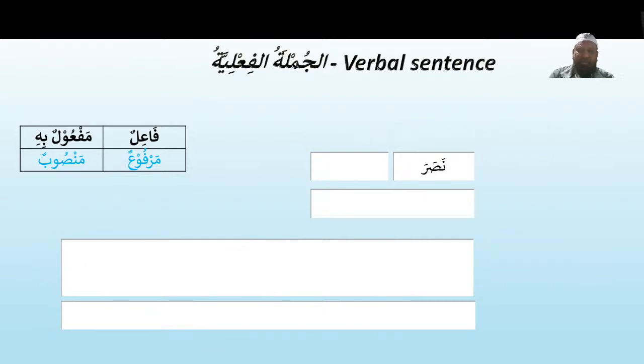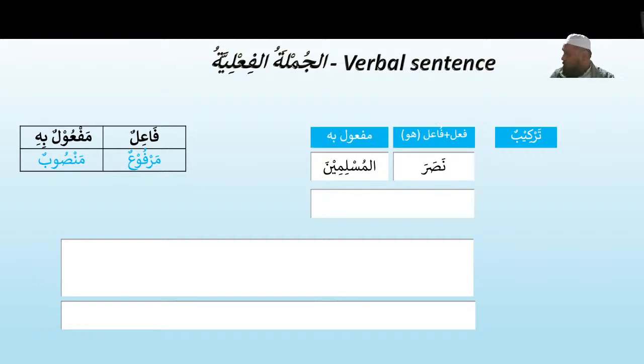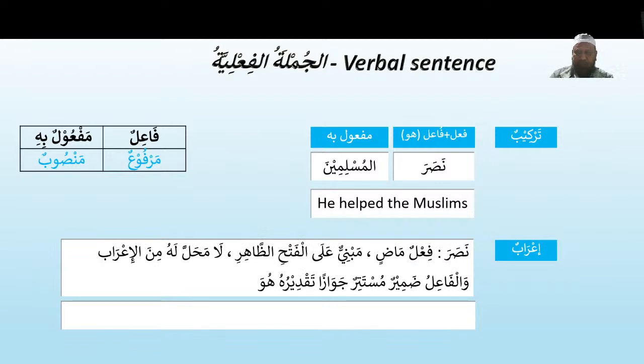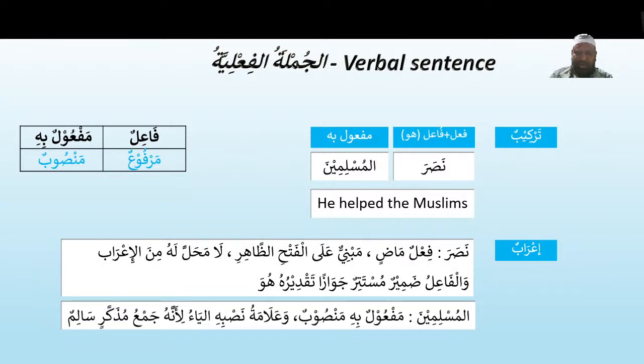Okay, next. نصر المسلمين. Again, same over here, the اسم الظاهر is not mentioned as the fa'il. The تركيب: فعل and fa'il, and the fa'il is هو. Then المسلمين مفعول به. Translation: he helped the Muslims. The Arab again is the same. المسلمين, look at this, مفعول به منصوب وعلامة نصبه الياء لأنه جمع مذكر سالم.